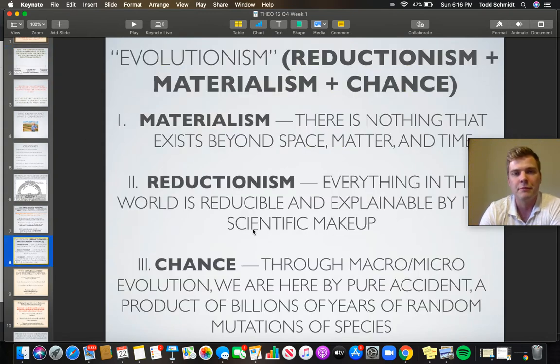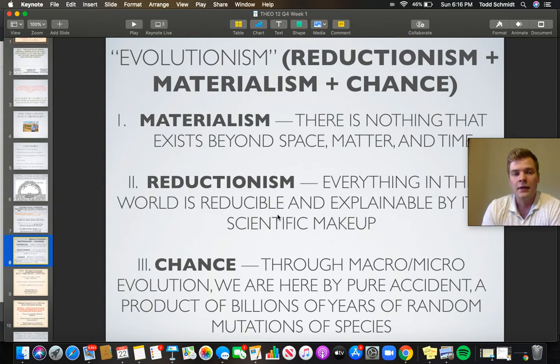And evolutionism, if you remember, is kind of a combination of three worldviews: reductionism, materialism, and chance. So you're familiar with the worldview called materialism. It's basically the simple idea that everything we see around us, there's nothing beyond it that exists. So there's nothing more than matter, space, and time. And anything that's beyond those things just simply doesn't exist. So no such thing as the soul, no such thing as anything spiritual. That's part of the view. And it's easy to believe that if you believe in evolution and take on this materialistic worldview.